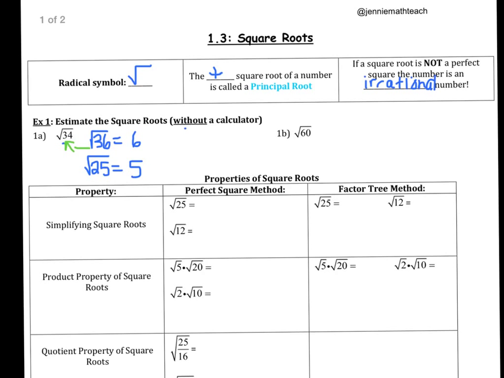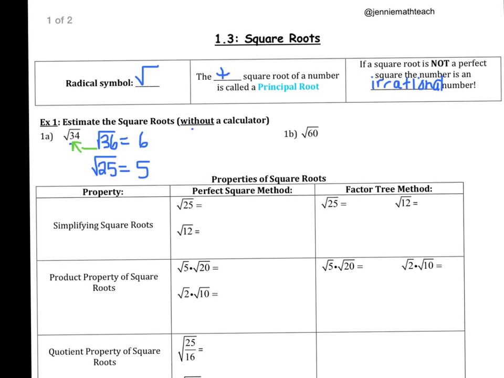So we're thinking the answer is going to be 5 point, and then a decimal that's pretty close to 6. So maybe 5.8. You can put the little approximately sign in front, and you're welcome to type it into a calculator to see how close you are. Go ahead and try 1B. You'll check with your neighbor tomorrow.